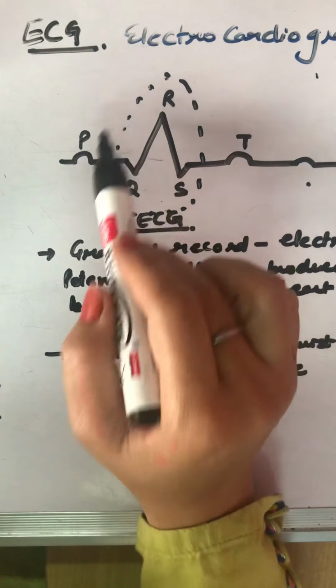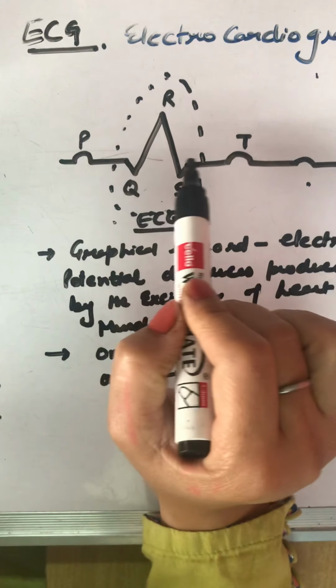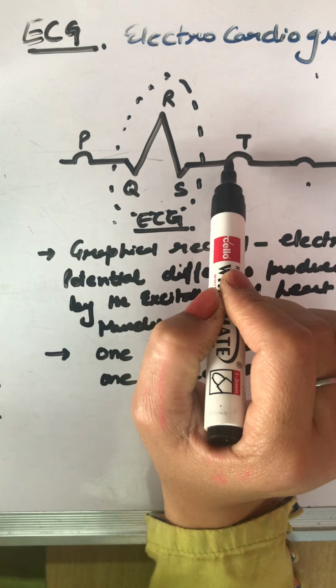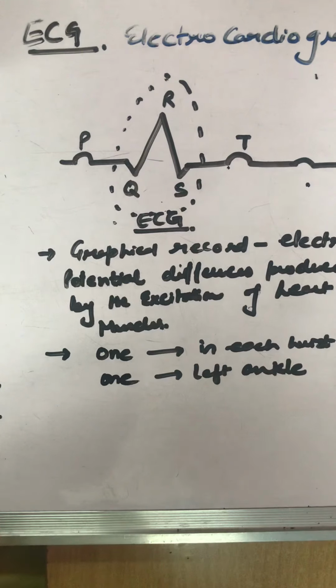By counting the number of these QRS complexes formed in a given time, one can determine the rate of heartbeat of an individual. You know, these P, Q, R, S and T are all fixed. And these tell us about the monitoring of the heart, that how the heart is working.